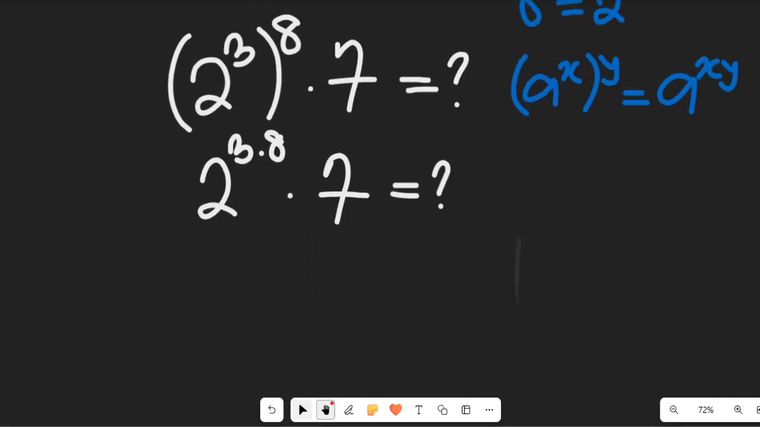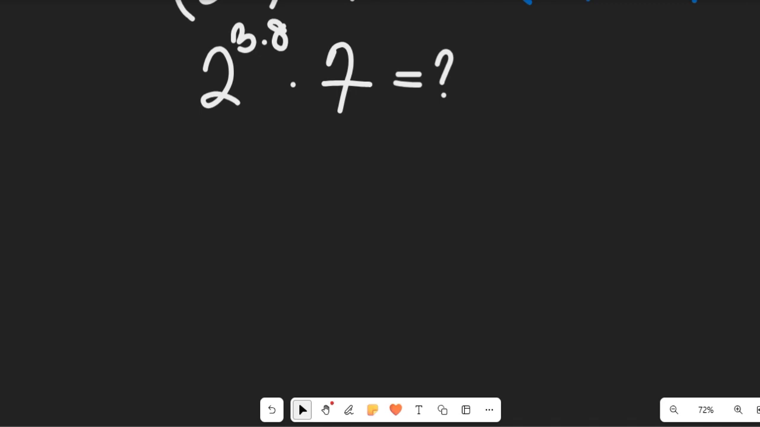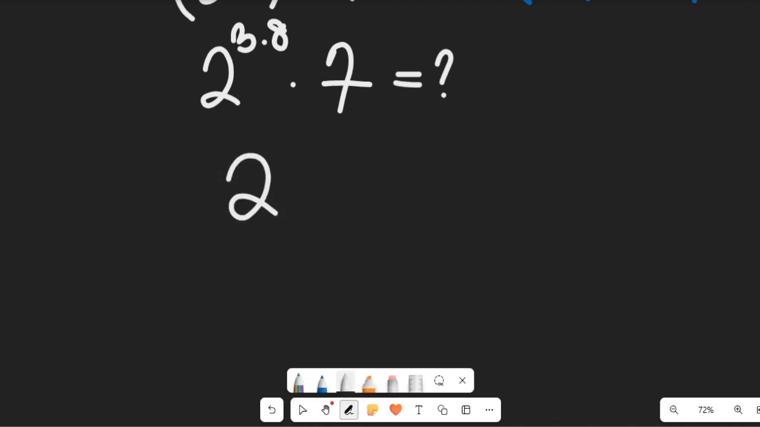Now if we simplify this, we're going to have that expression to now give us 2 to the power of 8 times 3, which is going to give us 24, right? So we'll have 2 to the power of 24, 24 multiplying 7, and this is going to give us what?